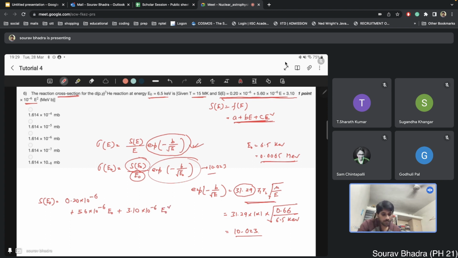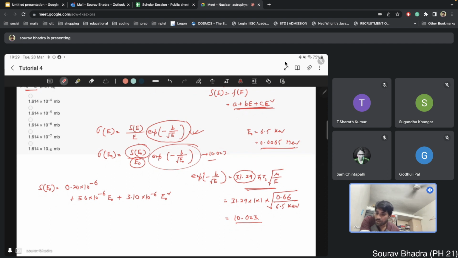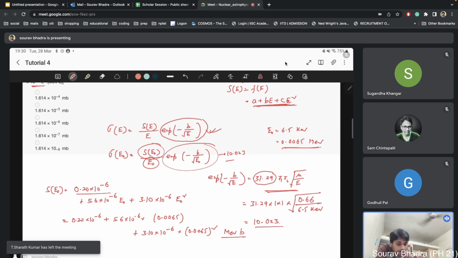Okay, now just put E0 in terms of your MeV unit. So this term is constant term, 0.20 10 to the power minus 6 plus 5.6 10 to the power minus 6 times E0, which is 0.0065 in MeV I have written, plus 3.10 10 to the power minus 6 times 0.0065 square, and the unit will be MeV barn. Here B is actually barn, it is a unit of surface area, because we are going to calculate the sigma. Sigma has a unit of surface area because it is a collision cross section. Cross section means r square, that's why this barn unit is coming.